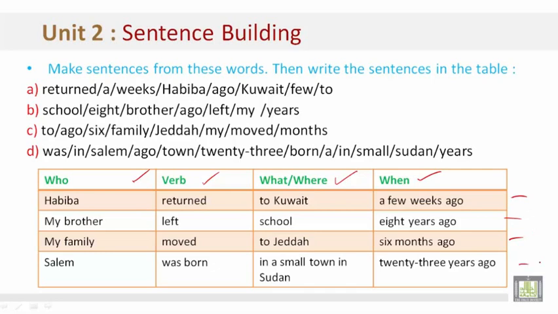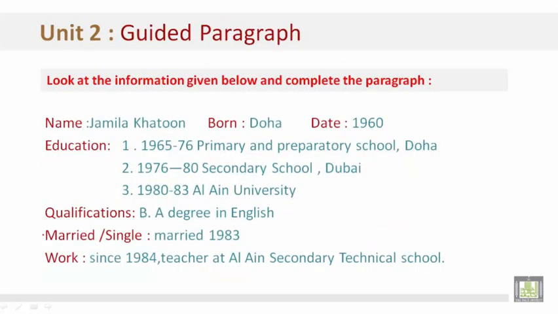Please notice that this chart follows the following format. You begin with who, such as Habiba, my brother, my family, Salam. We then go on to the verb. Returned, left, moved, was born. We then move on to what and where, such as to Kuwait, school, to Jeddah, in a small town in Sudan. And we end the sentence with when, such as a few weeks ago, 8 years ago, 6 months ago, and 23 years ago. Now, let's begin our guided paragraphs.